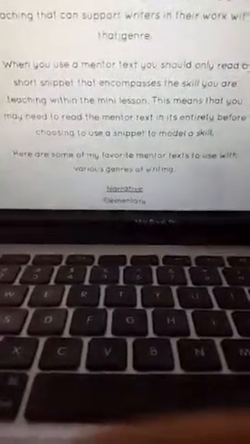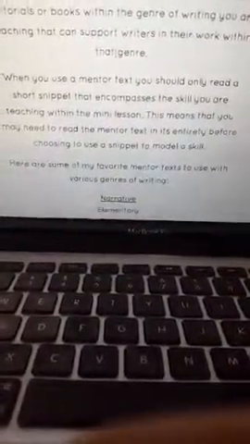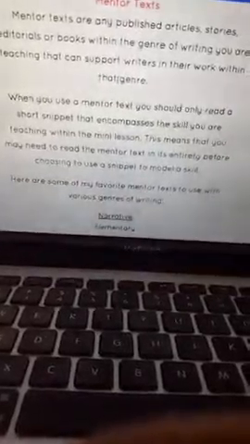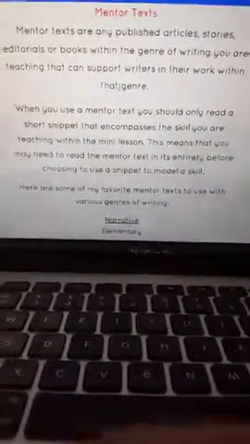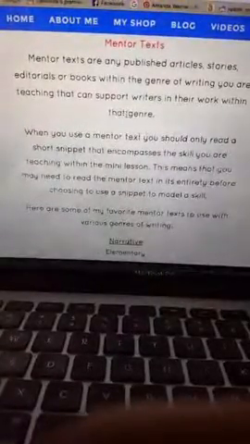So mentor texts are really powerful, but what you do is you read the text during reading time, and you read the whole thing, and then you use only part of it during your mini lesson, because your mini lesson, as you know, should only be about 5 to 10 minutes, and sometimes mine go long too. But we have to be less long-winded, where teachers are so long-winded.